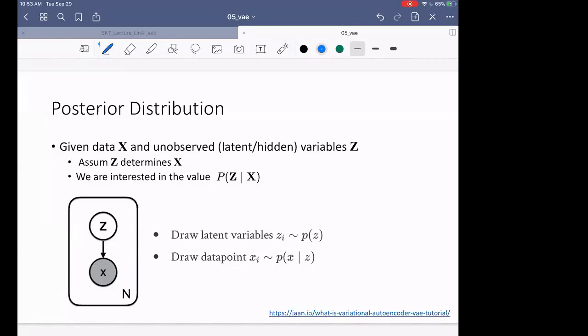All right. The essence of variational inference, or VI, is the posterior distribution. So we're going to talk a bit about probability.